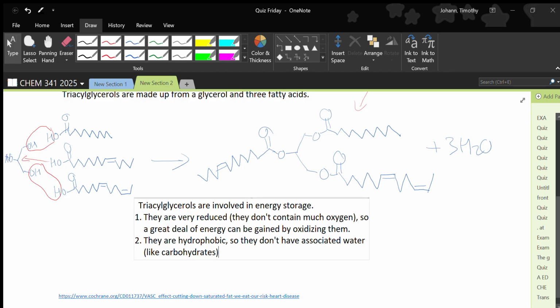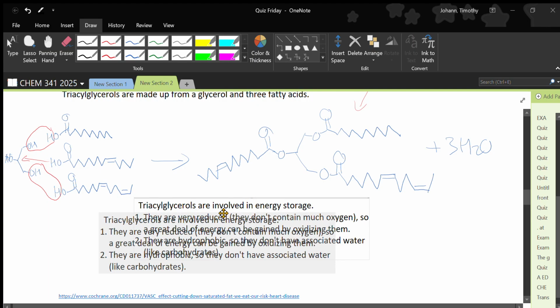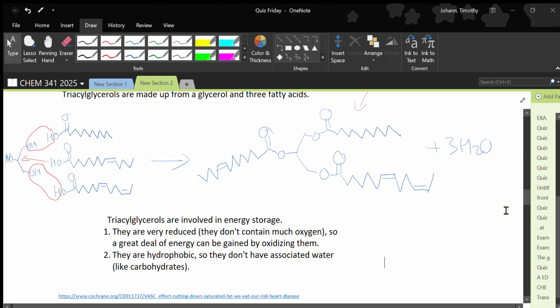So carbohydrates are hydrophilic. They have all those OHs sticking off of them, and so water comes and associates with them, and it's very difficult to separate that water from them, and your body just doesn't. Okay, so any carbohydrates you're carrying around your body have a bunch of water associated with it, and that adds to the weight of that storage molecule. So fats are the way to go if you're trying to store stuff and carry around as little of it as possible.